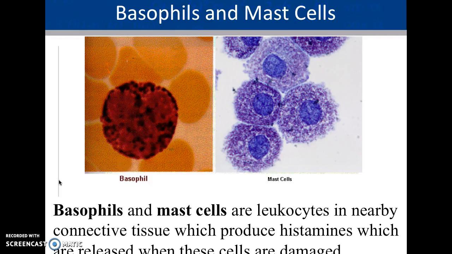Basophils and mast cells are going to be the most important leukocytes that we talk about. They are leukocytes in nearby connective tissue that produce histamines, which are released when a cell is damaged. And if you are allergic to something, you are very familiar with your basophils and mast cells, because histamines are what is released when you have an allergic reaction.